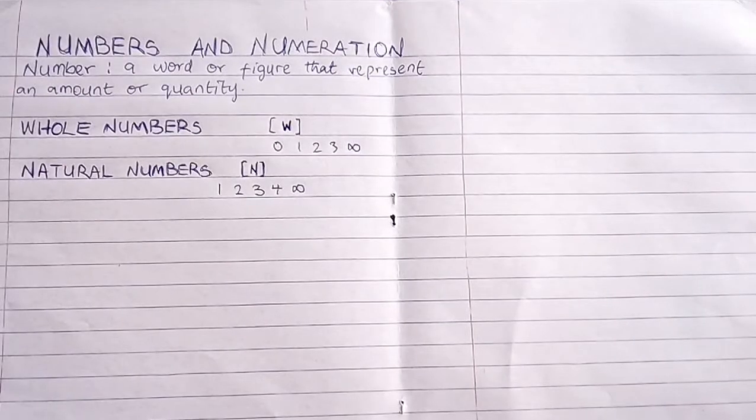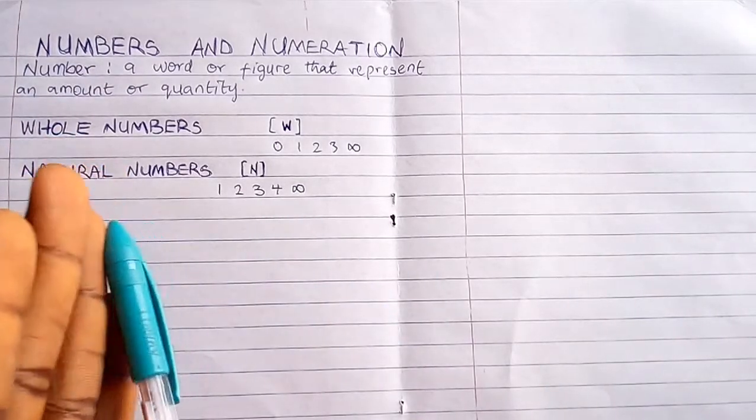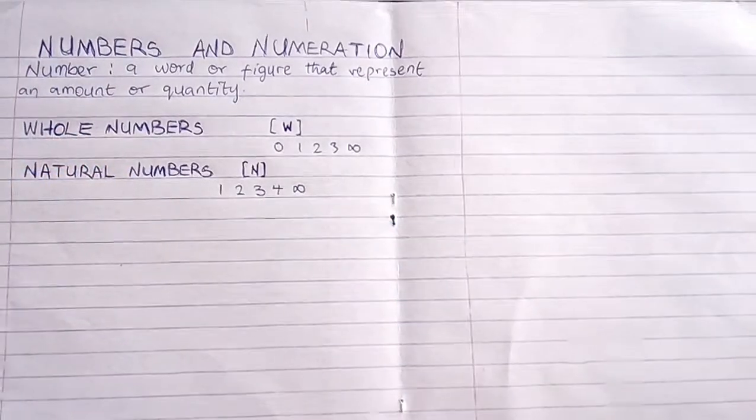When you're talking of whole numbers and natural numbers, we are talking of sets. So when you talk of sets, you mean a collection of objects. A set is in the form of a collection of objects called elements of a set or members of a set. So when you're talking of whole numbers, you denote the set of whole numbers with W and the set of natural numbers with N.